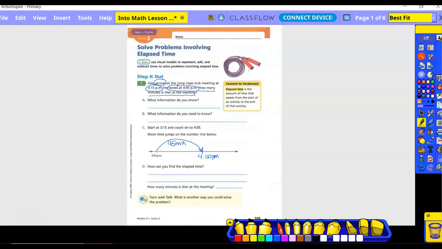And then we need to go from 4 to 4:05 p.m. How many minutes is from 4 to 4:05 p.m.? 5 minutes. Okay, so how can you find the elapsed time? So we need to do what? Add 45 minutes plus 5 minutes, which equals 50 minutes. So how many minutes is Alec at the meeting? 50 minutes.